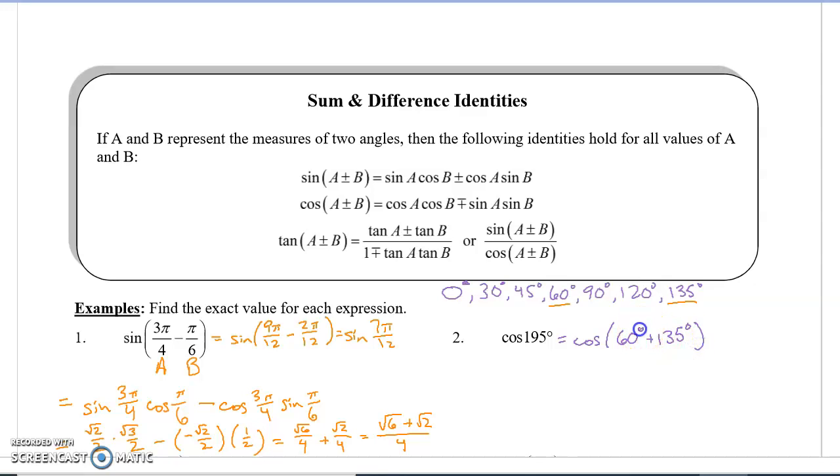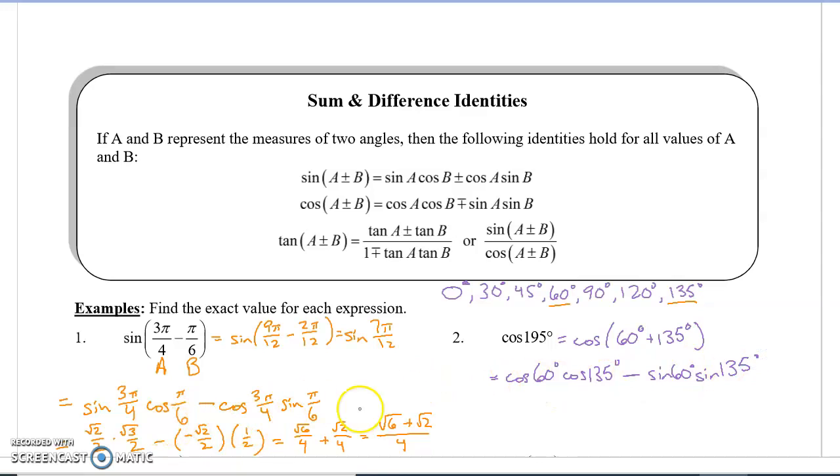Okay. Again, 195 is not an angle I have memorized on the unit circle, but 60 is, and so is 135. So I can just apply the cosine sum formula here, which says cosine of the first times the cosine of the second. And then just like the sine has the same sign, the cosine flips from plus to minus, and then we'll do sine of the first times the sine of the second.